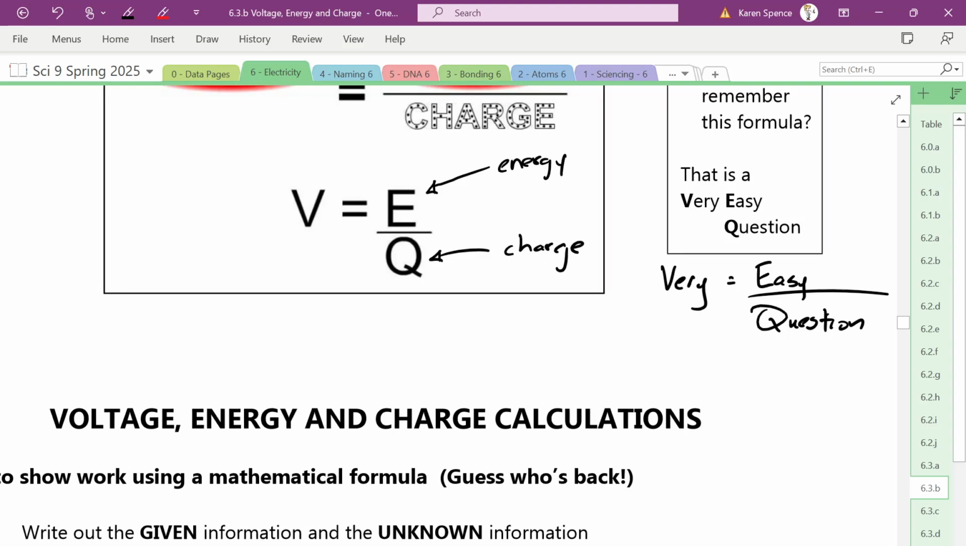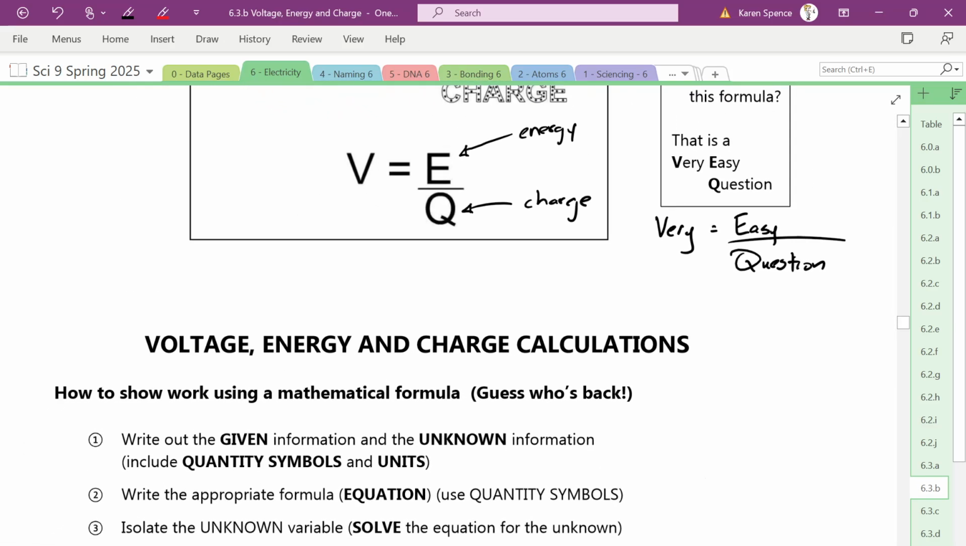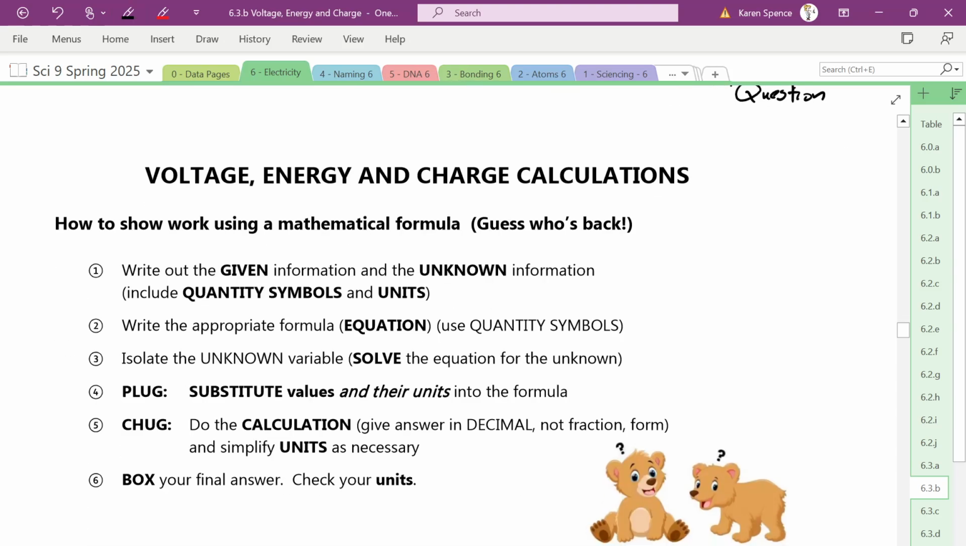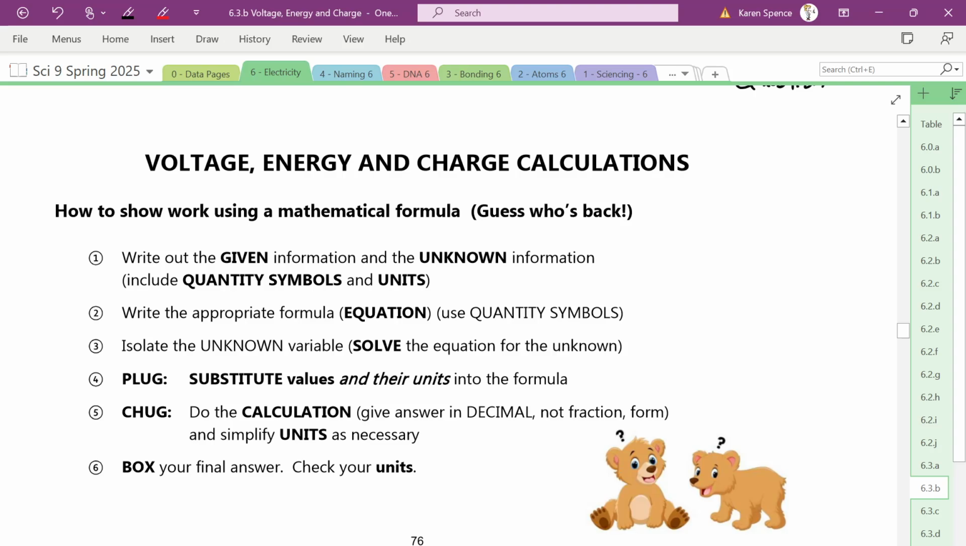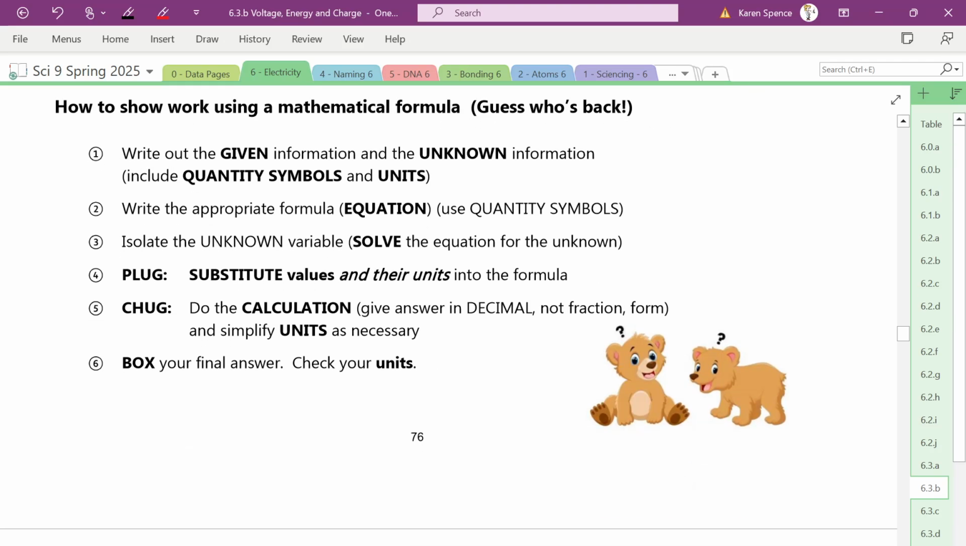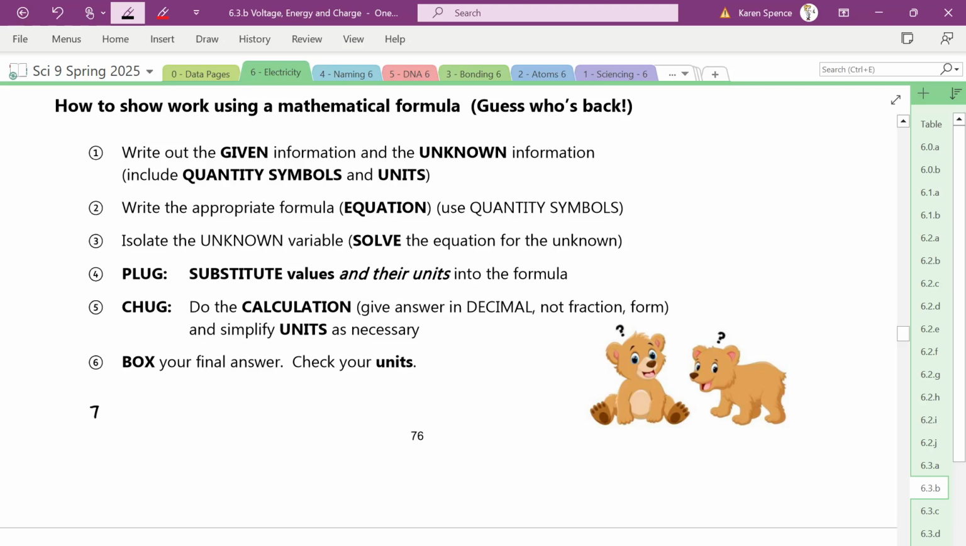And now we're going to do our voltage questions, and guess what we're going to work with? We are going to work with GUESS CUBS, because you just do these questions all the same every time and you will not go wrong. Given, unknown, equations, solve, substitute, calculate units, box, and finally check your units, perhaps check for sig figs. Oh, I forgot to put step 7 here, which is stop at a reasonable number of digits.